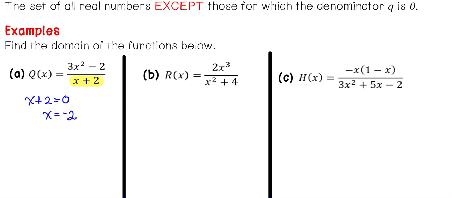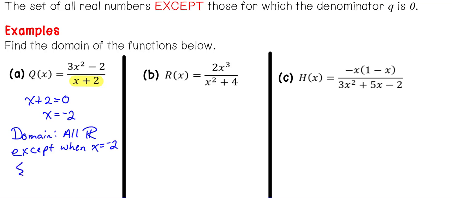So that means the domain of this function is going to be all real numbers. Remember that R is the symbol for real numbers, except when x equals negative 2. So the way we would write this out in notation is we would put the x with the bar, and on the other side of the bar we would put x cannot equal negative 2. So this notation means x is all real numbers except when x equals negative 2.